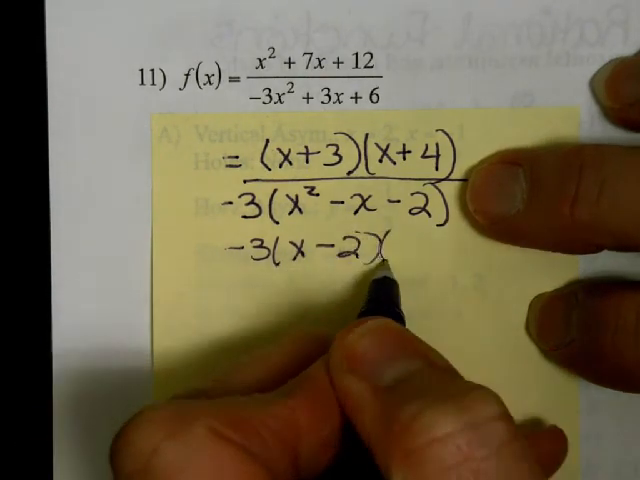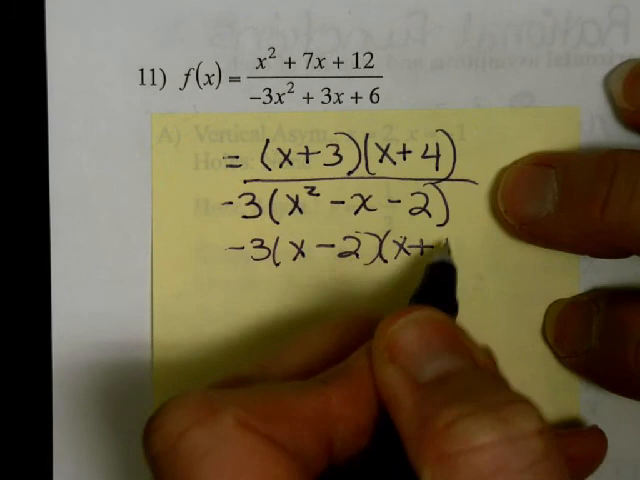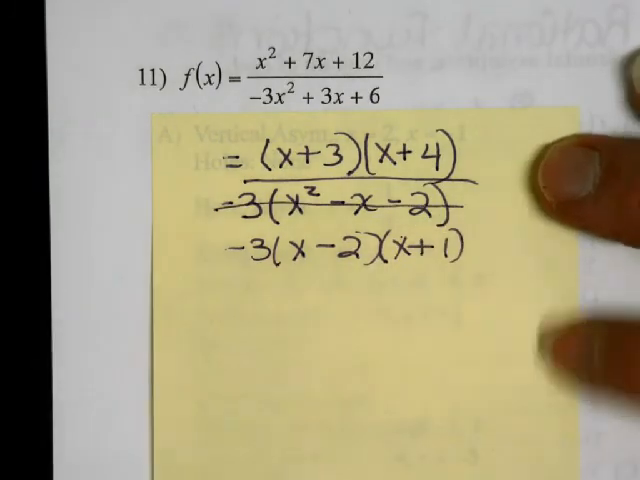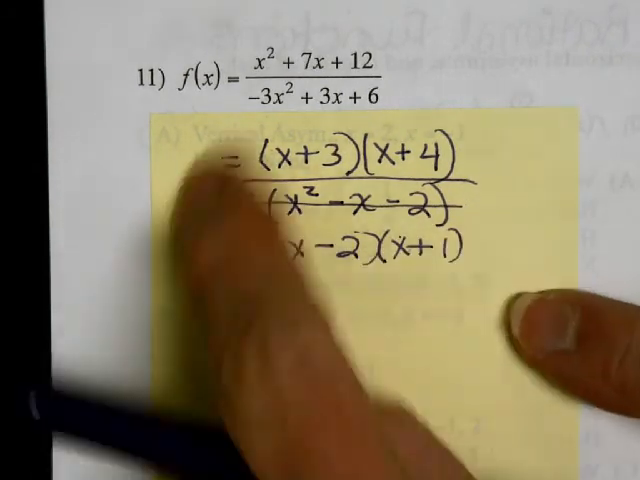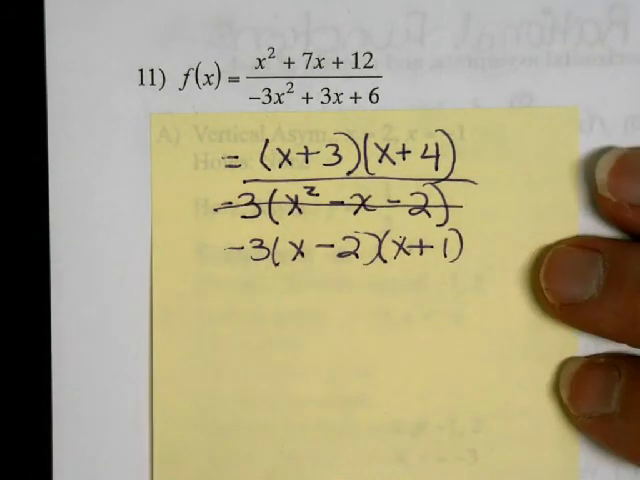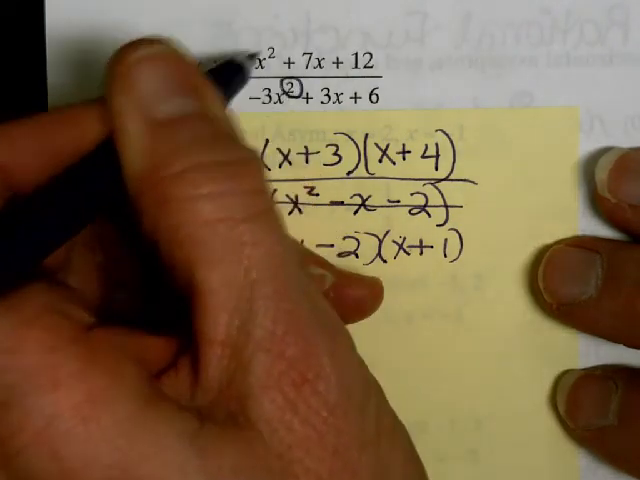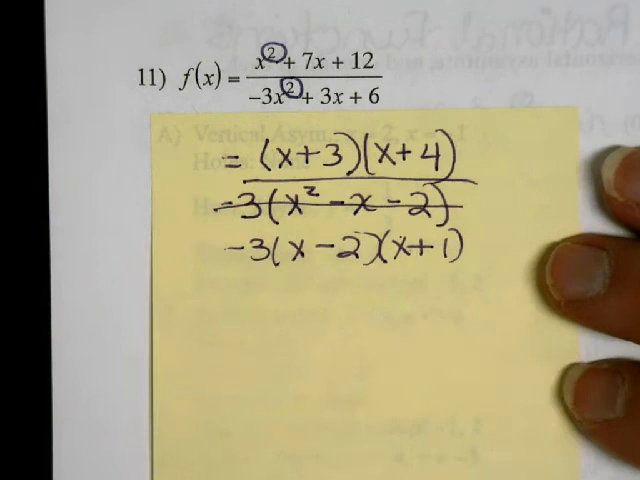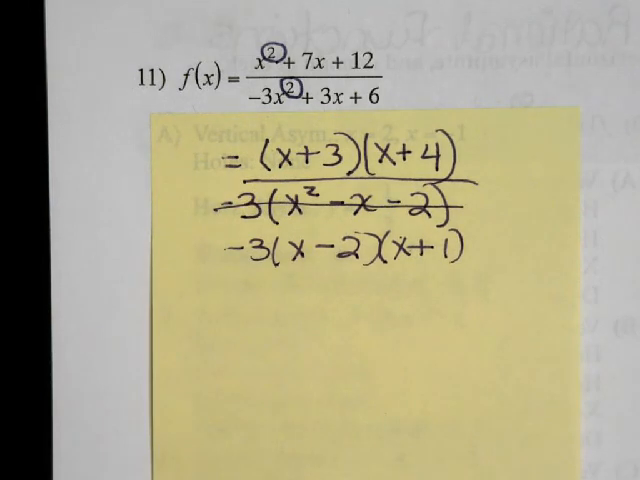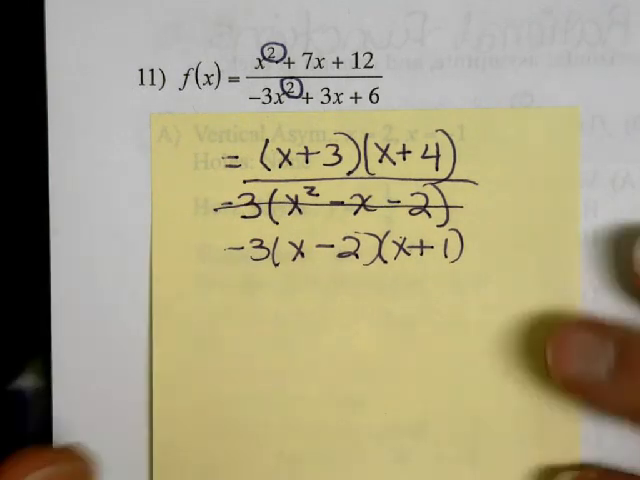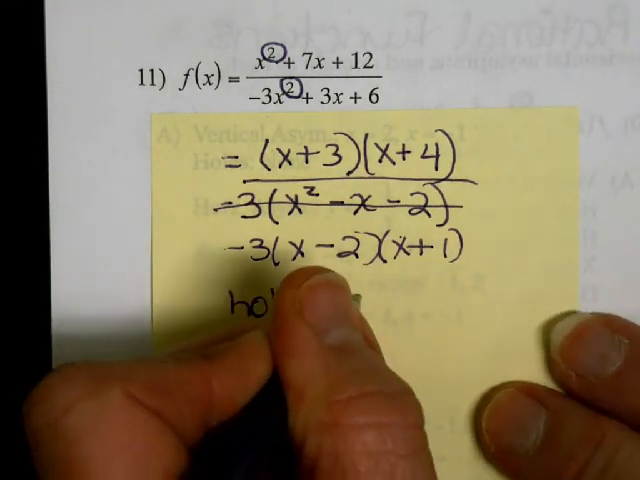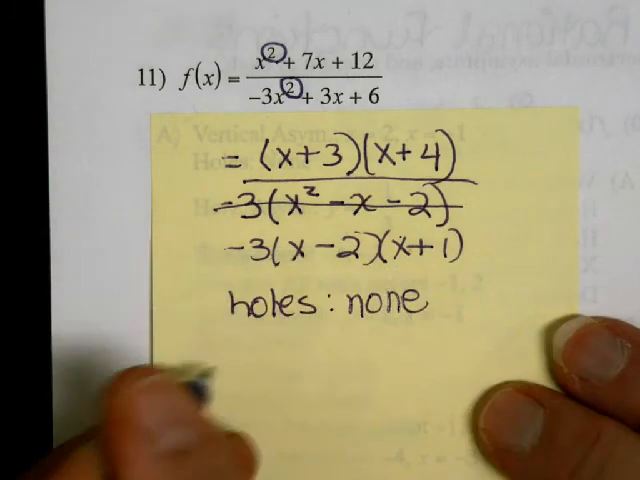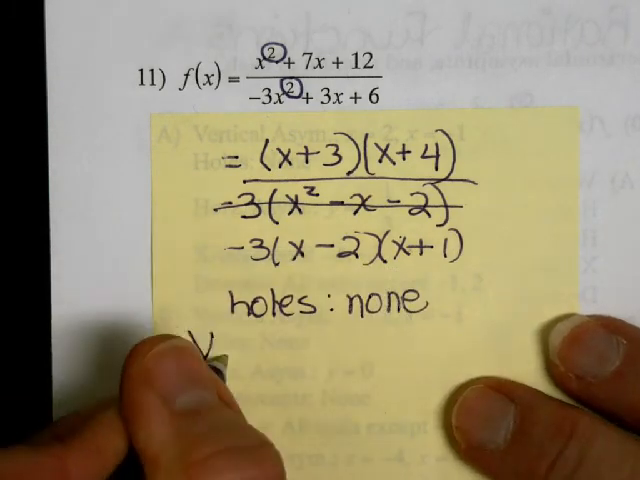So it's a -3 times factors of 2 that, when subtracted, give me 1, and it has to add up to a -1. So the 2 is negative. It doesn't look like anything's in common there, so no holes. I'm doing this to make sure that I know what to do with the horizontal asymptote. And here we go. So the holes were none. I'm going to go ahead and put that first because I always do that first.